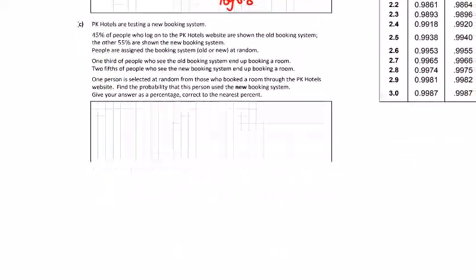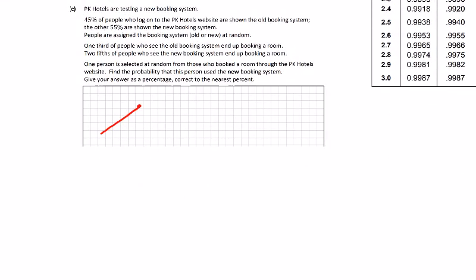And then the next part is a tree diagram. So 45% is the first branch of the tree. They log on to the old booking system. And 55% obviously is the other side of it. They log on to the new booking system. So we have old and new. 1/3 of the people on the old system book a room. We don't need the 2/3 part actually here, so I'll just leave it out. And on the new booking system, 2/5 book a room.